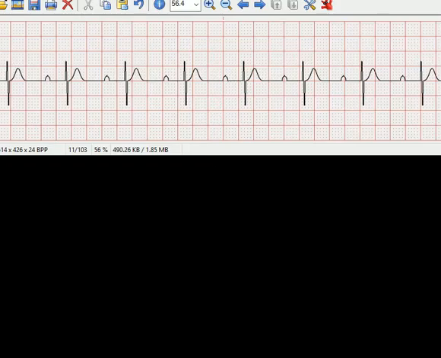Time for some review. So let's go ahead and look at our first rhythm here. For our purposes, all of these are going to be 6-second strips. So go ahead, pause the video, and walk your way through this, and then I'll analyze it with you step by step.